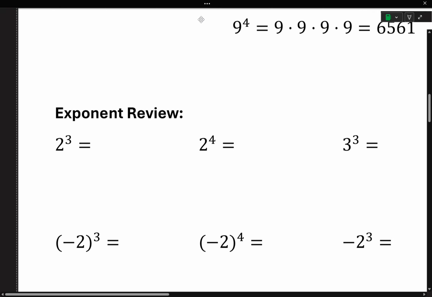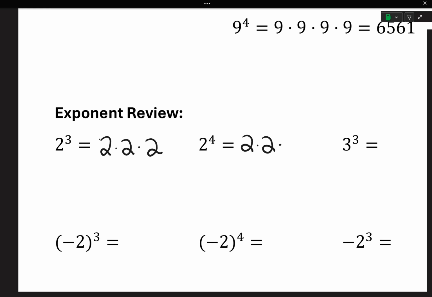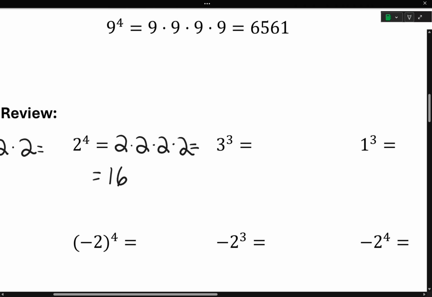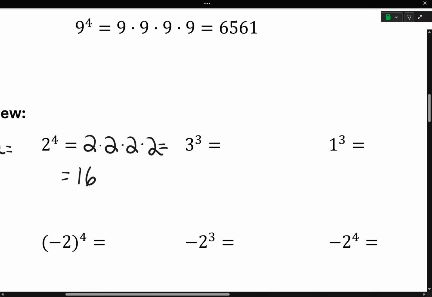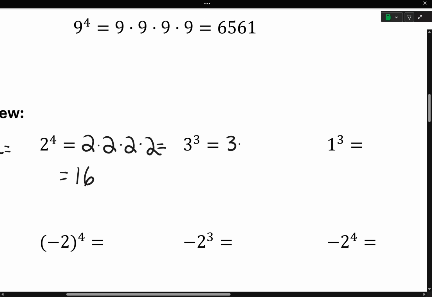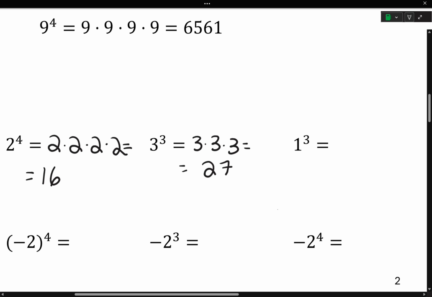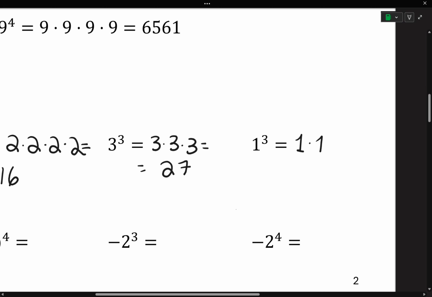2 to the power of 3 is 2 times 2 times 2. 2 to the power of 4, same thing, 4 times. Oh, let's actually solve that. 2 to the power of 3 is 8. 2 to the power of 4 is 16. Of course, you can use a calculator for this. 3 to the power of 3 gives us 3 times 3 times 3, which is 27. 1 to the power of 3 is 1 times 1 times 1, which is 1.